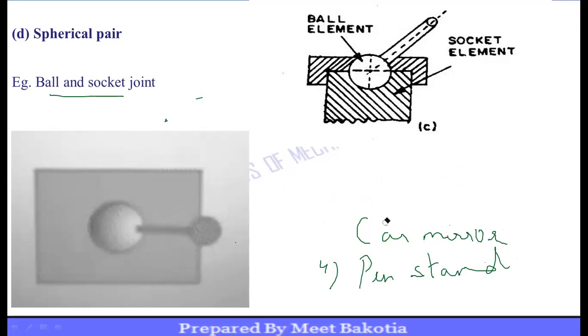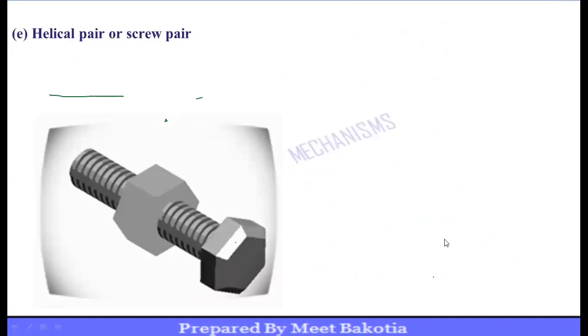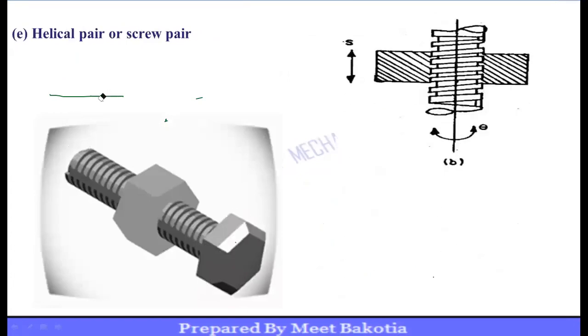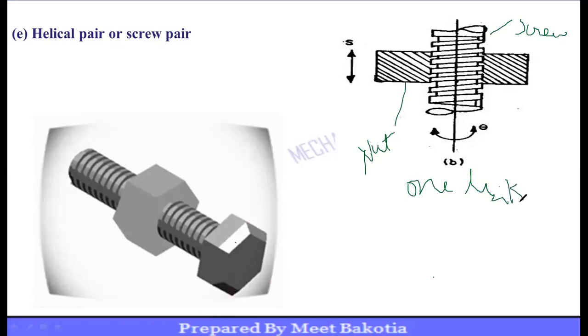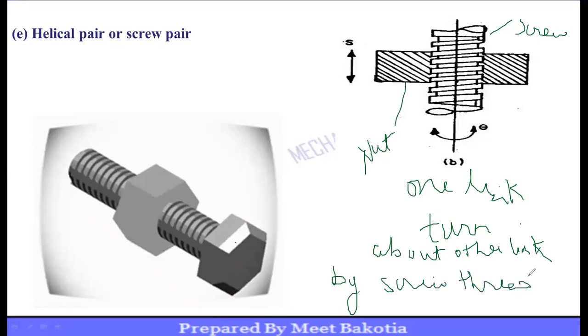Moving ahead to the last one of this classification, based on the relative motion between the pair, is what is called the screw pair or the helical pair. The screw pair or the helical pair. So when the two links, obviously here the two links are the nut and the screw or the bolt, are connected in such a way that one link can turn about another link by screw threads, then the pair is called the screw pair or the helical pair.